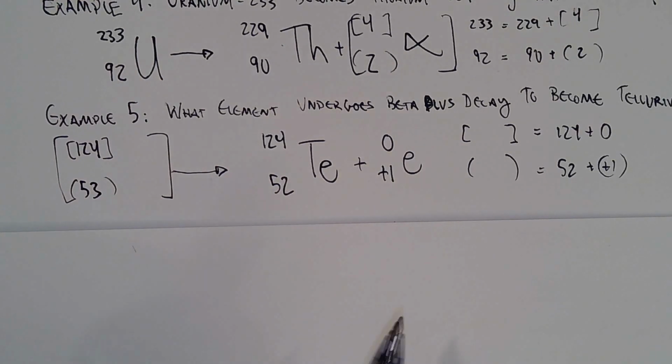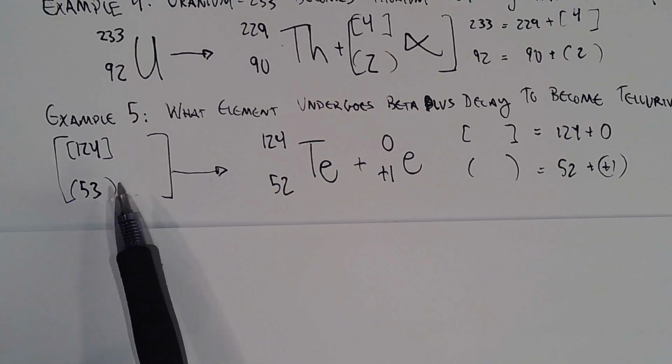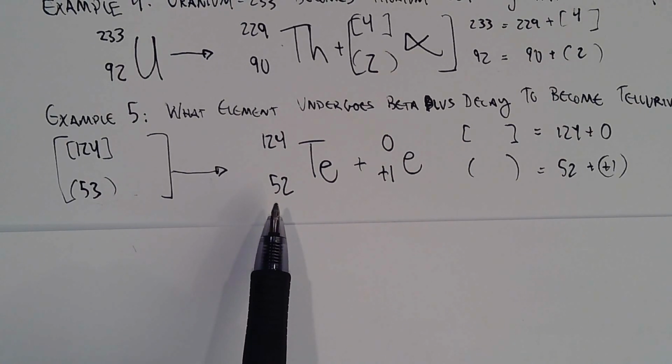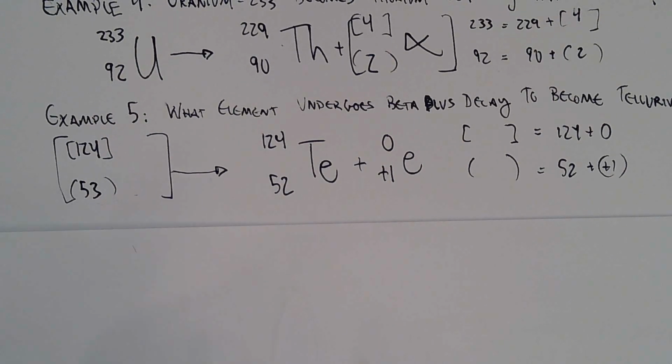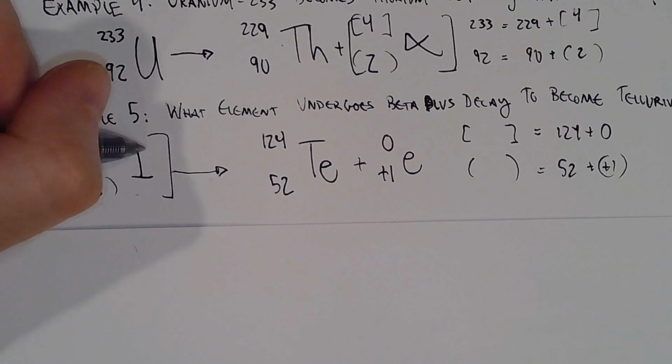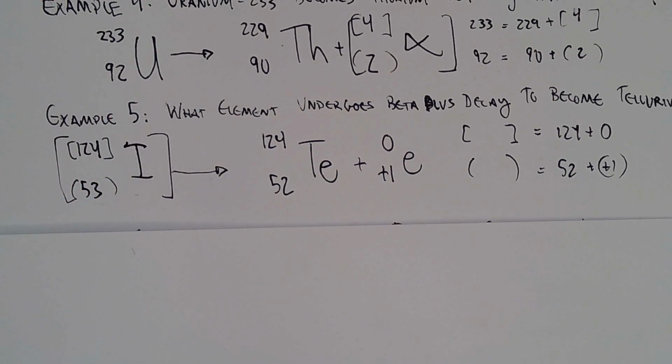So the idea of beta plus decay, if you remember, is a proton turns into a neutron and ejects its positive charge as a positron. We don't know what element this is until we look at our periodic table, and 53 is iodine. So the answer to example number 5 is iodine-124. So iodine-124 undergoes beta plus decay to become tellurium-124. Remember, with beta plus and beta minus decay, the atomic mass doesn't change. The total number of protons and neutrons remains the same, just we flip which ones are protons and which ones are neutrons.